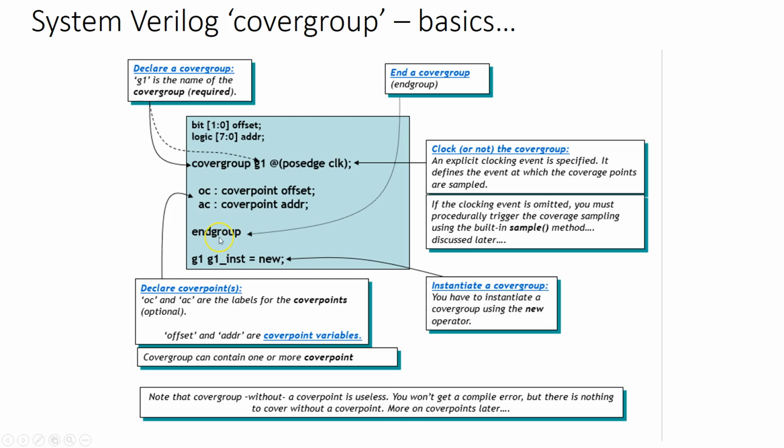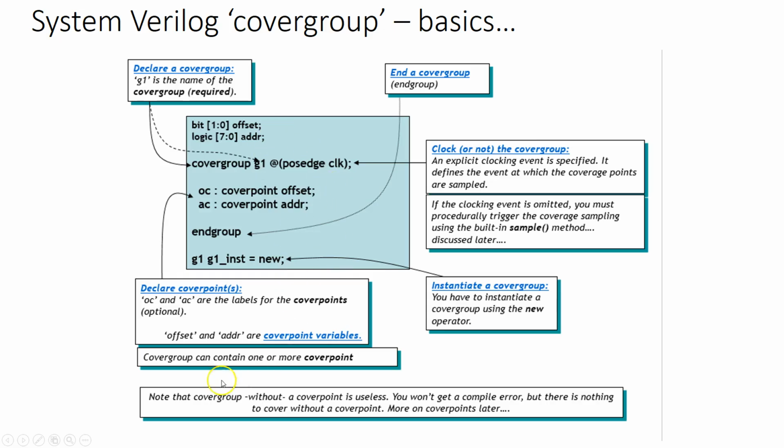And then you have to instantiate this group. Until then, the memory won't be allocated for it, and the covergroup will simply sit there. So we take the covergroup name, give it an instance name, and set it equal to new. This is a very basic way you even instantiate a class. So this is where you instantiate a covergroup.